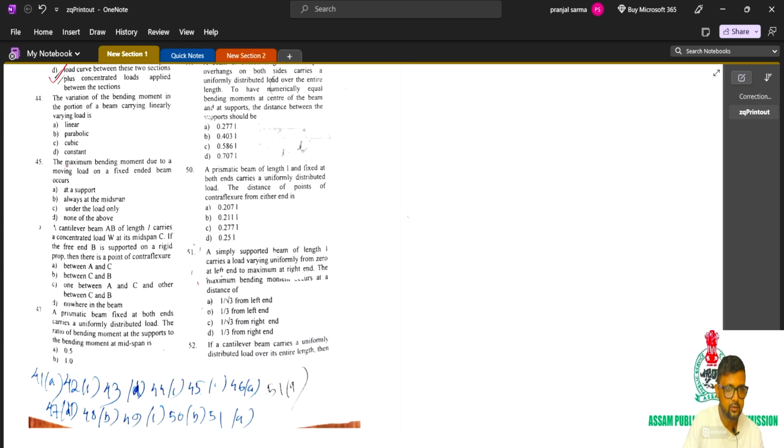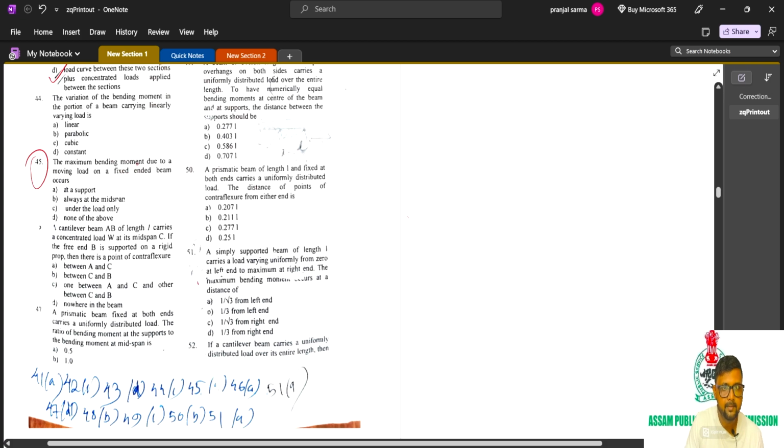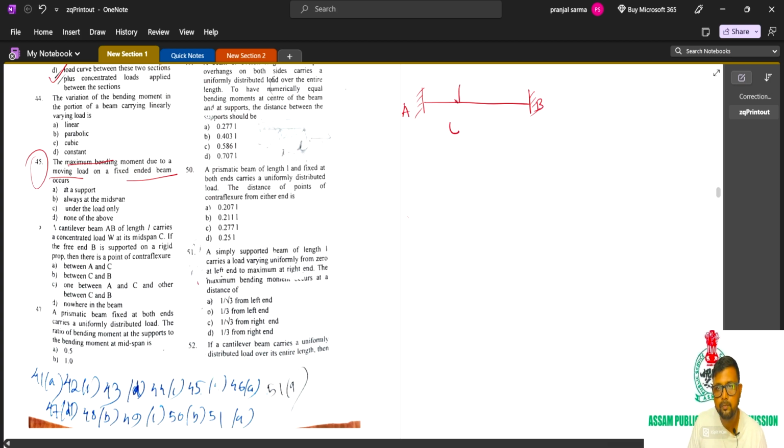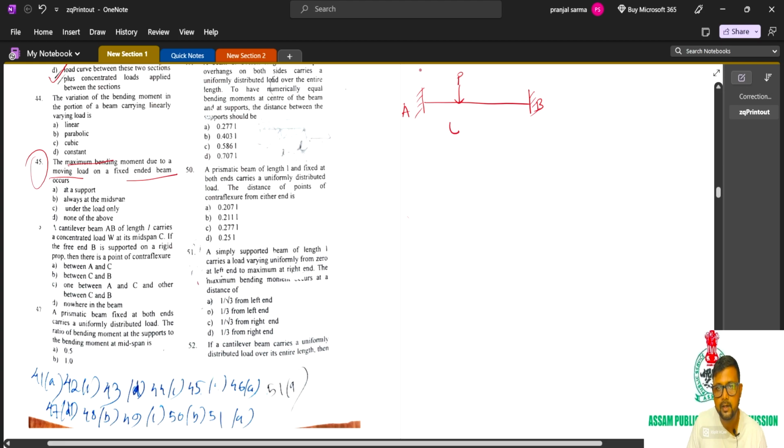So the next question is question number 45. The maximum bending moment due to a moving load on a fixed ended beam occurs. So they are asking about the maximum bending moment due to a moving load on a fixed ended beam. Suppose this is a fixed beam AB, length L. So the load P is moving from A to B.